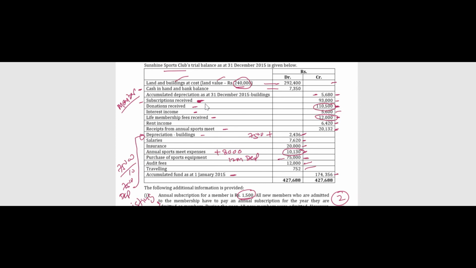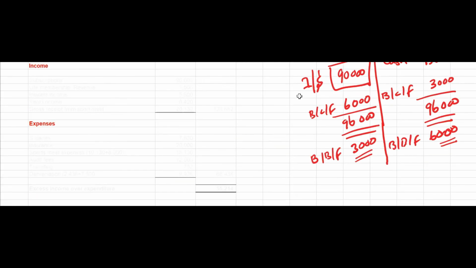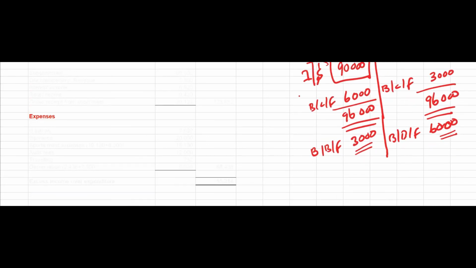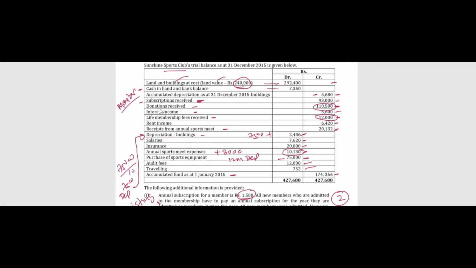Subscription received 93,000. Okay, so now we calculated the subscription amount here as how much? 90,000. So go to the income statement and just show the subscription amount as 90,000.